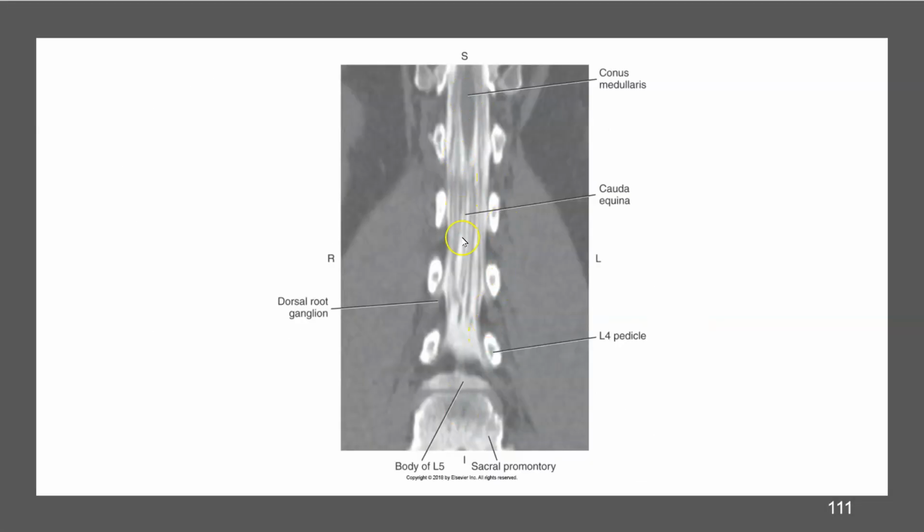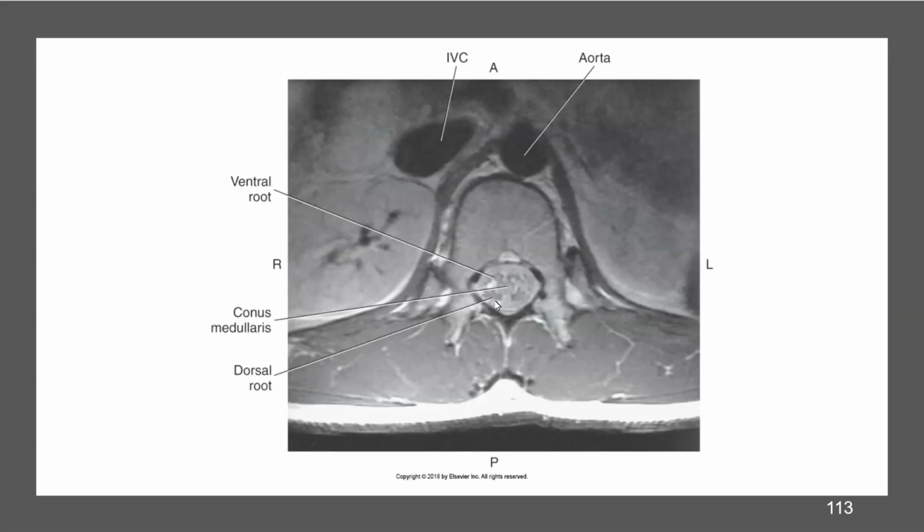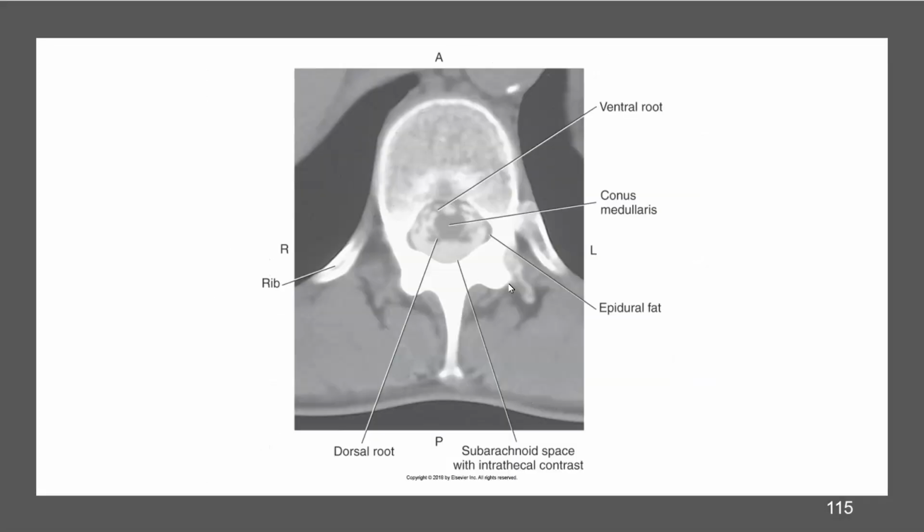All right, so here's cauda equina. So you see your conus medullaris, and then it just kind of free floats. You can see your dorsal root coming out right there, ganglion. You've got one on each side. You can see your dorsal root coming out. Pretty cool. So aorta, inferior vena cava, and you can see your ventral root and your dorsal root with your conus medullaris in the middle. Kind of cool.